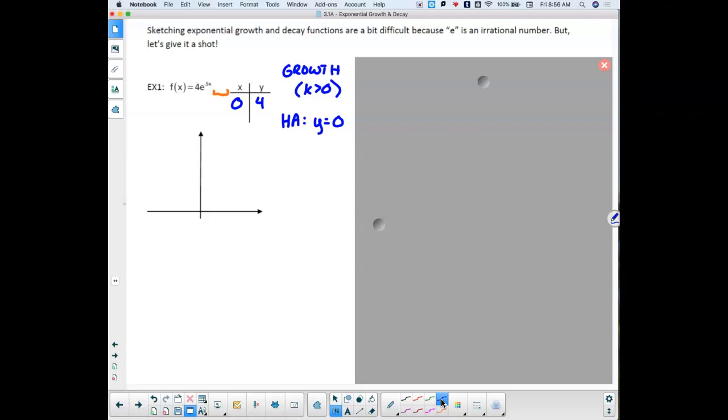So everybody agrees with 0, 4 because of the a. You plug in 0. 0.5 times 0 is 0. e to the 0, anything to the 0 power, is 1, times 4 is 4. Love it.